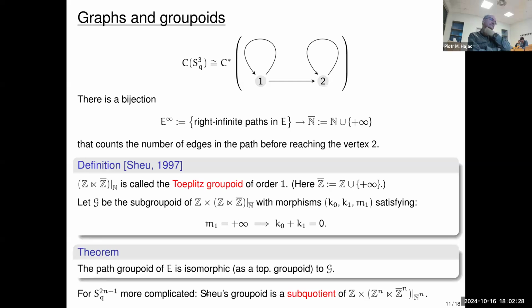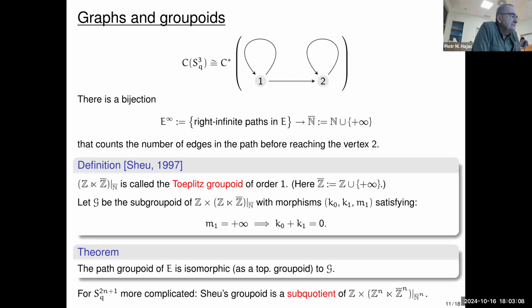Okay, for higher dimensional spheres it is more complicated because you don't have just a subgroupoid of the Toeplitz groupoid of order n. In the Toeplitz groupoid of order n, you replace zeta and zeta bar by zeta to the power n, and n bar by n bar to the power n. The first zeta remains zeta, the group that you take the Cartesian product with. The reduction that you see here is the Toeplitz groupoid of order n. Then you take the Cartesian product by zeta. You have to consider a suitable subgroupoid, but then also a quotient. There is a relation, and you have to show that it makes sense to pass to the quotient.